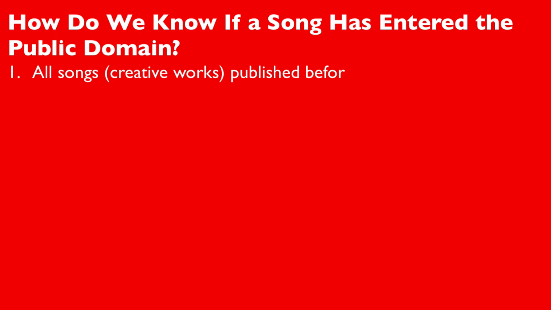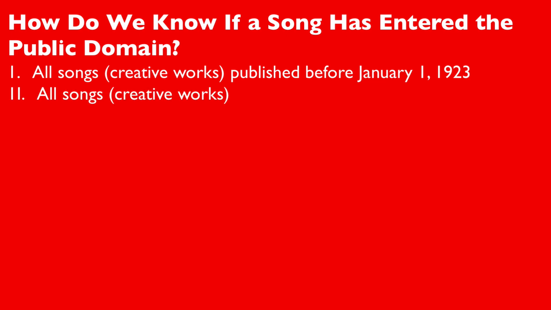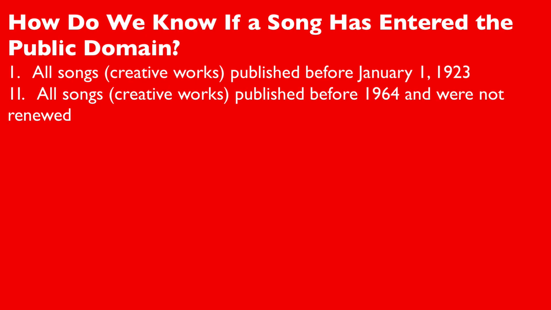How do we know if a song has entered the public domain? In the United States, any songs, words, and music that were published before January 1st, 1923, those songs are in the public domain. This means that the copyright protection and all of the exclusive rights that go to each one of those songs have expired and now are available to anyone to use however they choose. Any work that was published before 1964 and those copyrights were not renewed, those works fell into the public domain.